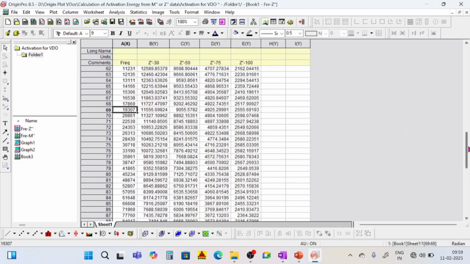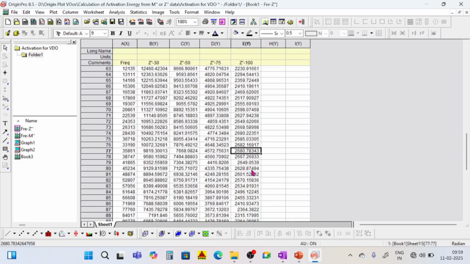Here you can see 2660. See here, 2649, then decreased. See, then decreased. This is 26, then 25, decreased. That means this is the max value, 3078. For 100-degree temperature, this value is maximum.